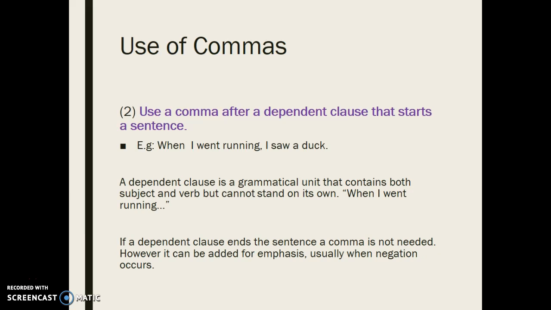Number 2. Use a comma after a dependent clause that starts a sentence. And this is important. This comma has to go after a dependent clause. When I went running, I saw a duck. The beginning is the dependent clause. The end is an independent clause. A dependent clause is a grammatical unit that contains both subject and verb but cannot stand on its own. When I went running, for example.